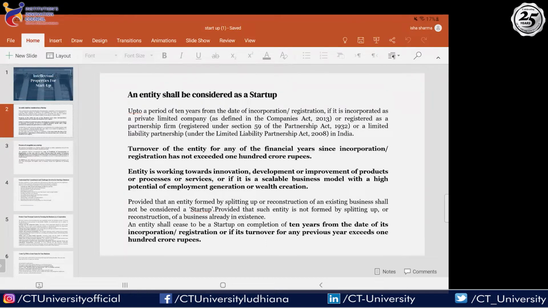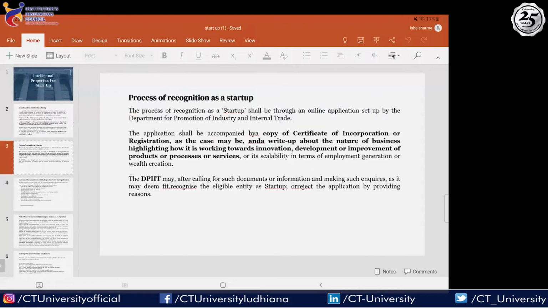So if the startup consideration is there, then anything not exceeding 100 crore will be considered as a startup. And then under DPIIT, you have certain benefits enrolled for that. So as I was telling you, the formation will be required.